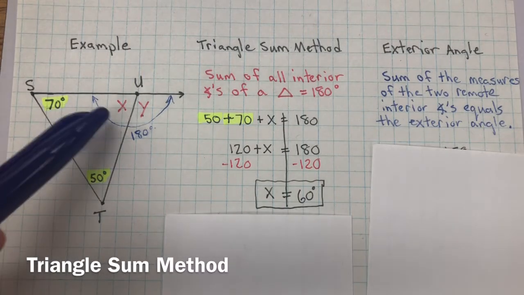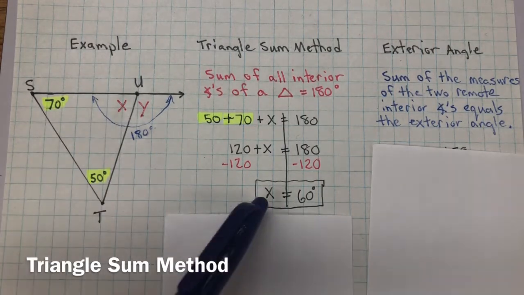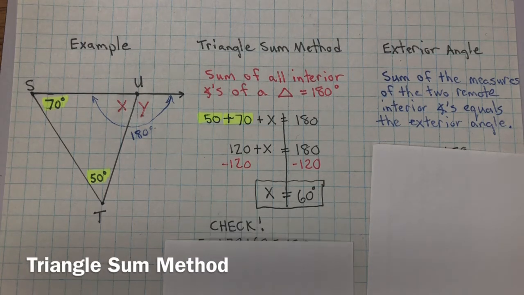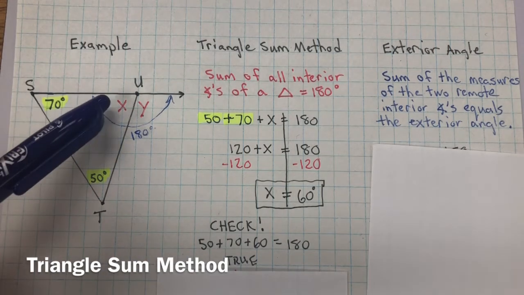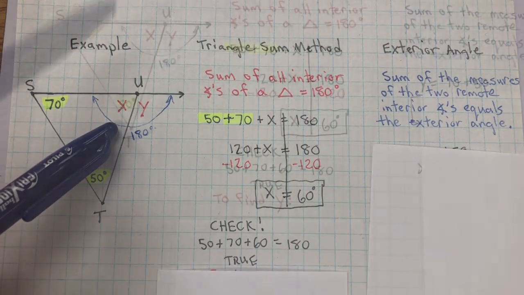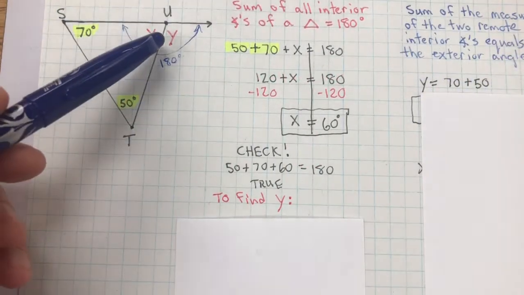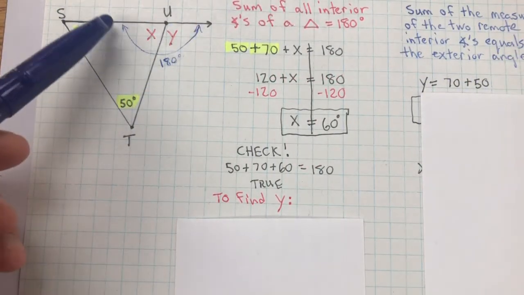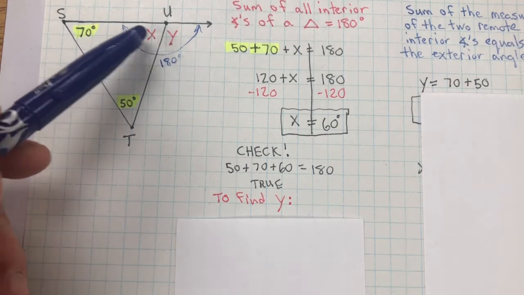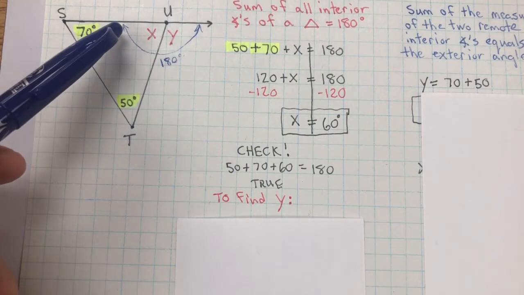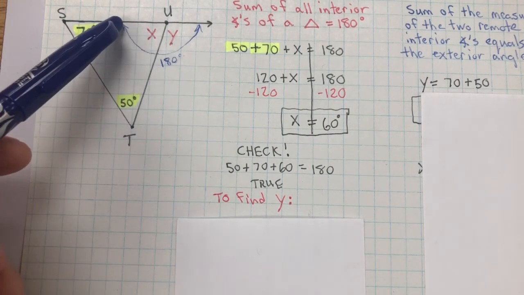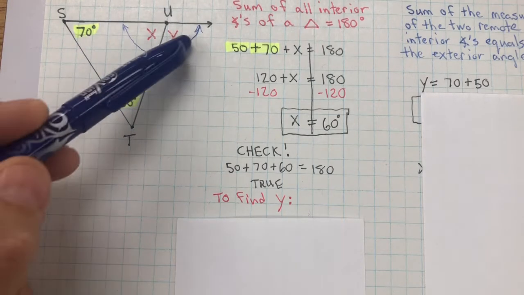So we're not done because we want to check to make sure that this measure is correct. So we add the measures, 50 plus 70 plus 60, and that does equal 180. So x has a measure of 60 degrees. So now we're going to find the measure of angle y. And remember, we have two angles here that create a straight angle. A straight angle is 180 degrees, or two supplementary angles, the sum of those measures equals 180 degrees.